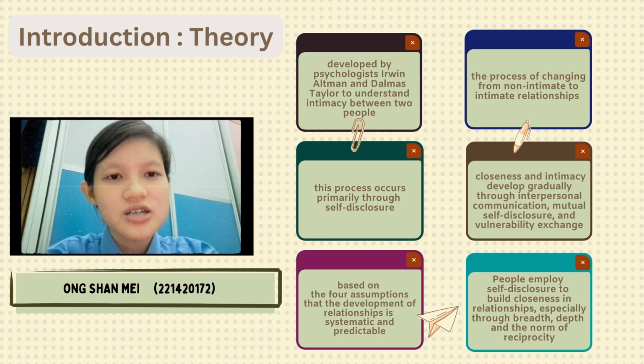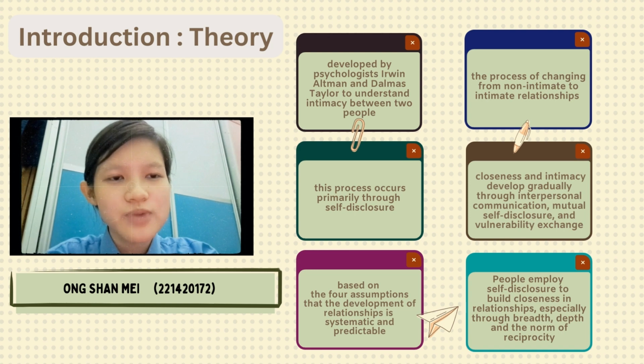Social penetration is defined as the process of changing from a non-intimate to an intimate relationship. Social penetration theory holds that this process occurs primarily through self-disclosure. According to Altman and Taylor's theory, closeness and intimacy develop gradually through interpersonal communication, mature self-disclosure, and vulnerability exchange.